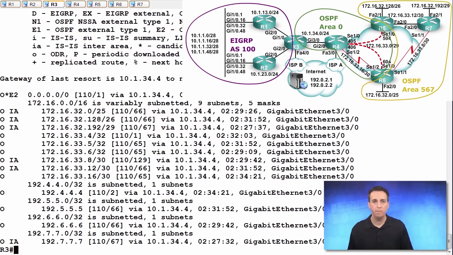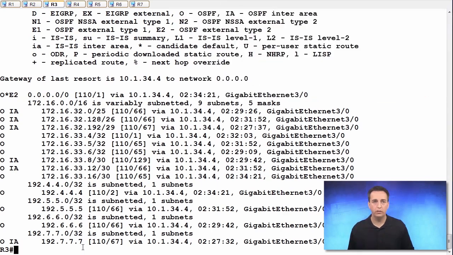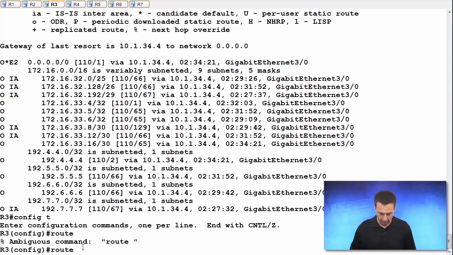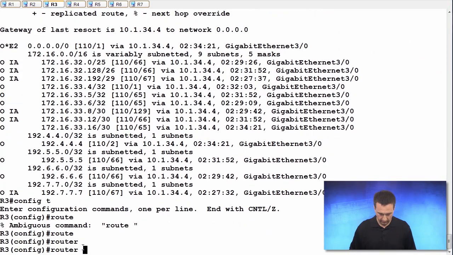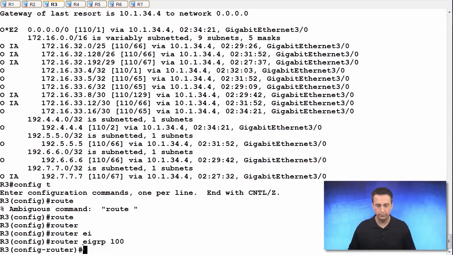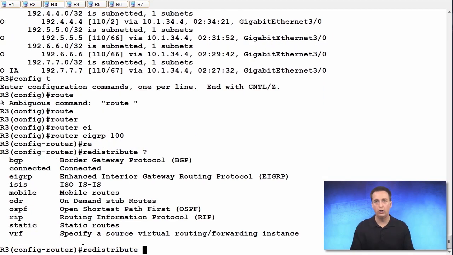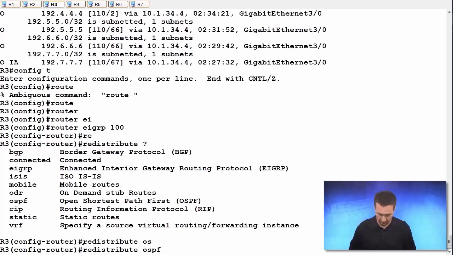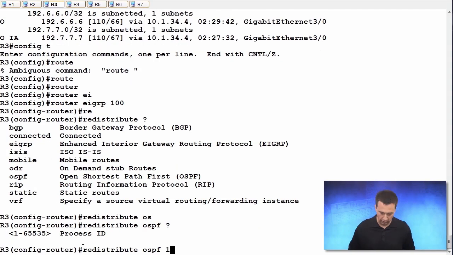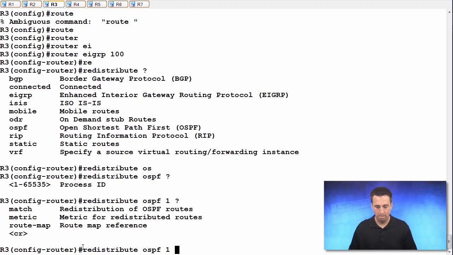On R3, let's enter global configuration mode. Type in router EIGRP 100. It's our autonomous system number. And we'll use redistribute. These are all the routing protocols we can redistribute into EIGRP. In this case, it's OSPF. Process ID we're using is a process ID of 1. And there's the 3 options we have.